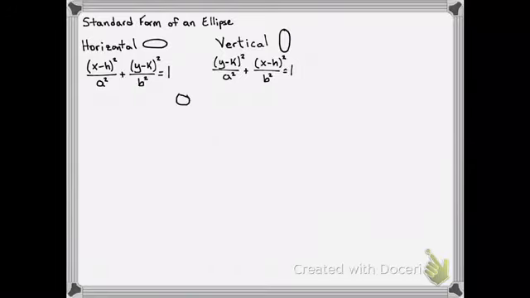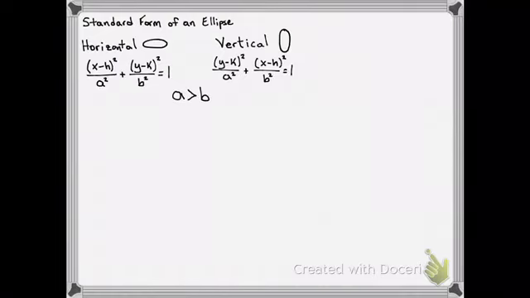In both instances, A must be greater than B. A cannot equal B. If A equals B, then the denominators would have the same number. And what I could do then is multiply both sides by that number, and that would make the denominators totally disappear, and we would end up with an equation of a circle. That's what happens when A equals B. So we can't have A equaling B. We don't have an ellipse then. We have a circle, which you could think of as a special kind of ellipse, just like a square is a special type of rectangle.